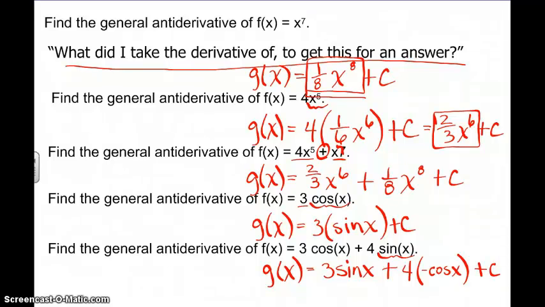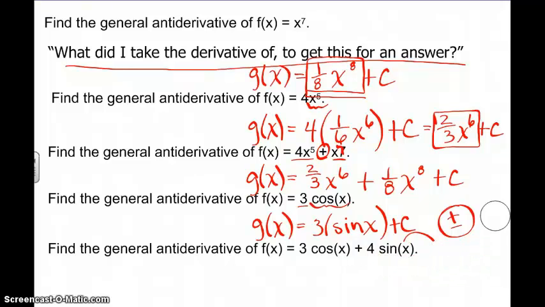And again, don't forget your constant of integration. When we have sine and cosine, the positive and negative signs could have a tendency to kind of give us a headache. So make sure that you know that the derivative of sine is positive cosine, and the antiderivative of positive cosine is positive sine, right? These work in both directions here. The derivative of negative cosine would be positive sine. So the antiderivative of positive sine is going to have to be negative cosine. So make sure that you have those positives and negatives straight in your head.